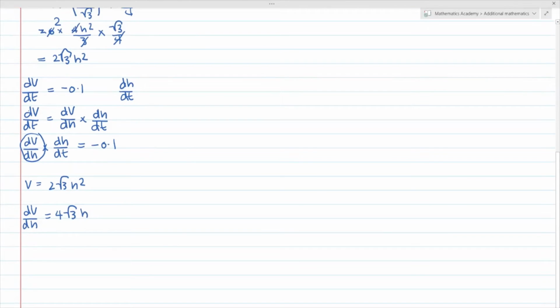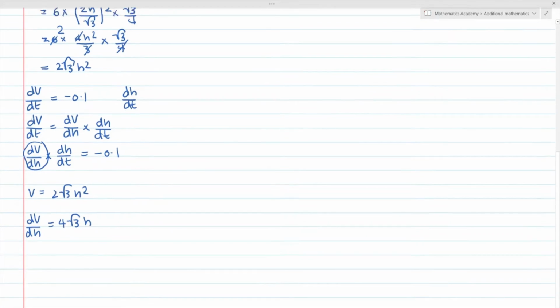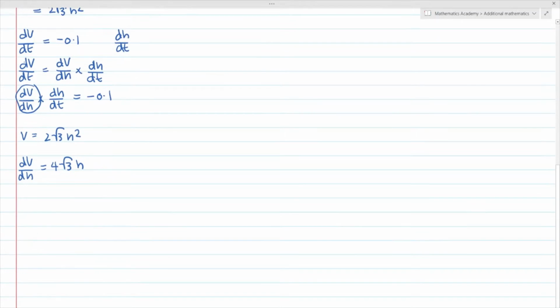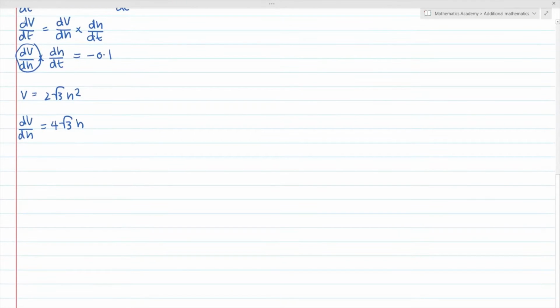Now often you would be asked to find dV/dh at a specific height or at a specific point, so that you can find dh/dt at a specific point. In this case, the point is when h is 0.2, because it's when the water is 20 centimeters deep. 20 centimeters is just 0.2 meters. And so we can just substitute 0.2 and get that this is just 4 square root of 3 over 5.